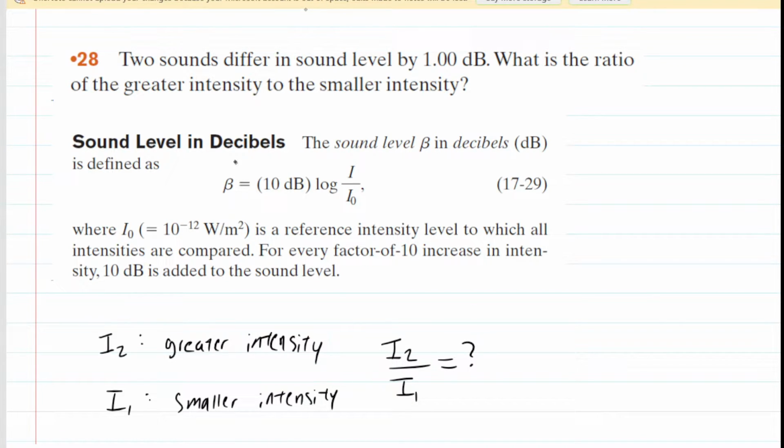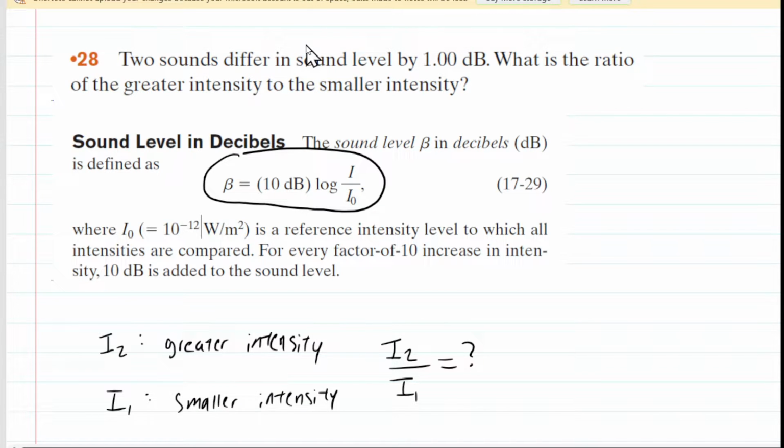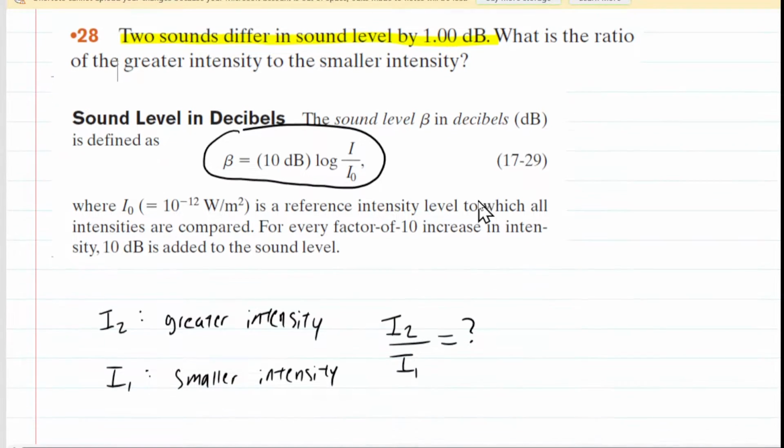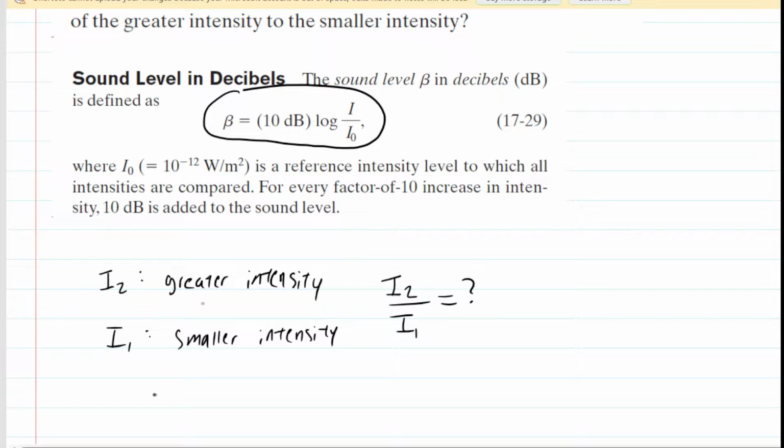And we're going to be able to do that because we know that the sound level, which is symbolized by beta, is equal to 10 decibels multiplied by the logarithm of the sound intensity divided by some reference intensity level. We also know in the question that two sounds differ in sound level by 1 decibel. Let's take that statement highlighted in yellow and translate it. So what they're saying is that beta 2 minus beta 1 would equal 1 decibel.